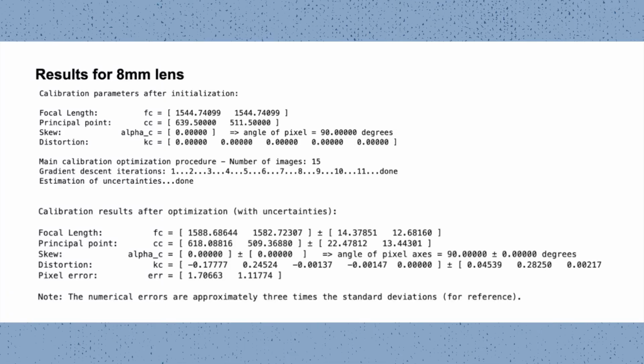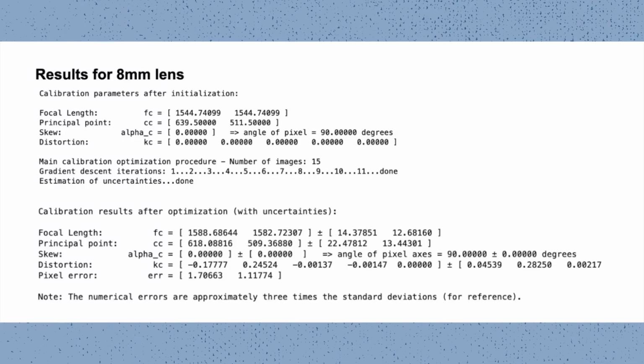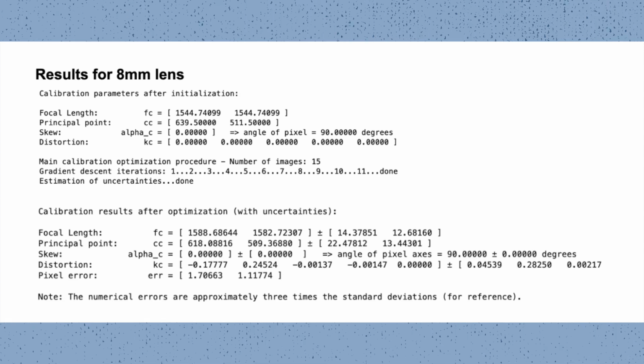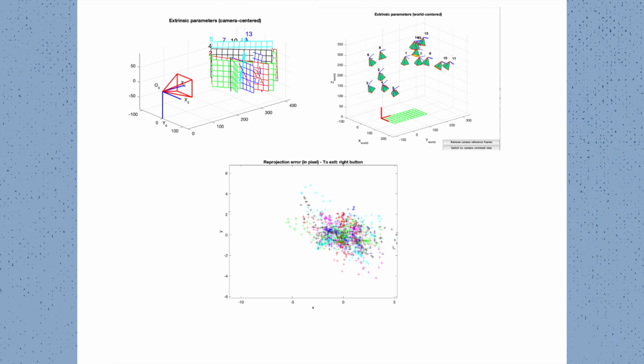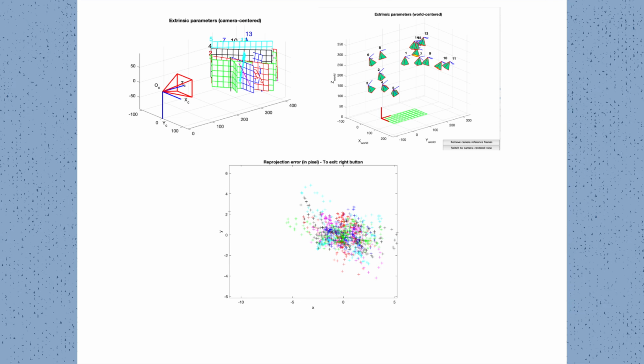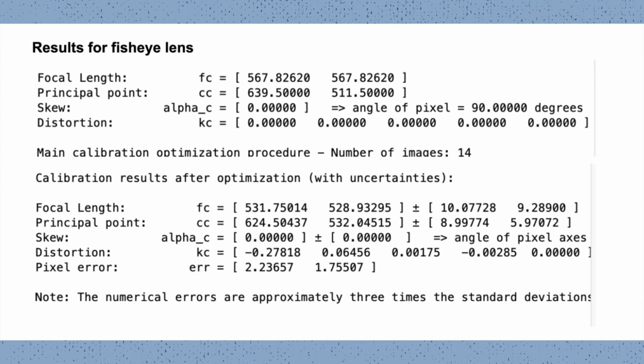These are the results for the 8mm lens, which includes the focal length, principal point, skew, distortion, before and after optimization. We can also see an orientation map in 3D space of where the camera was placed with respect to the object. Here are those same results for the fisheye lens and also the orientation layout.